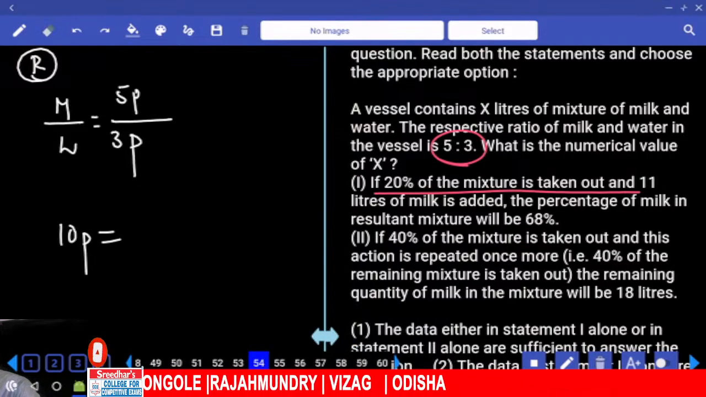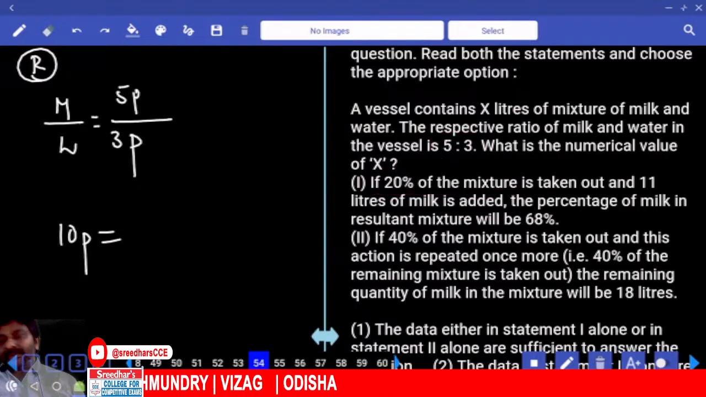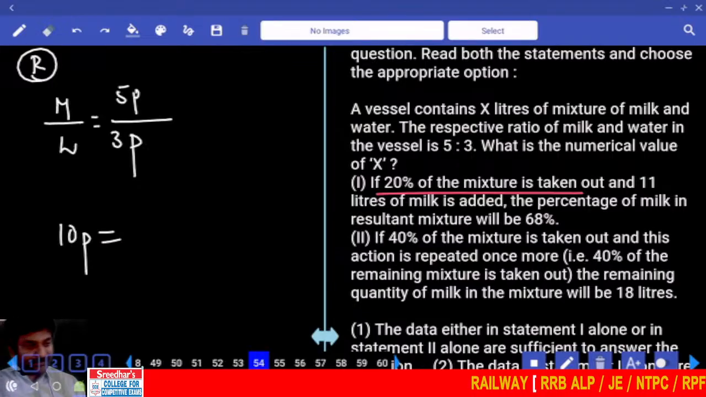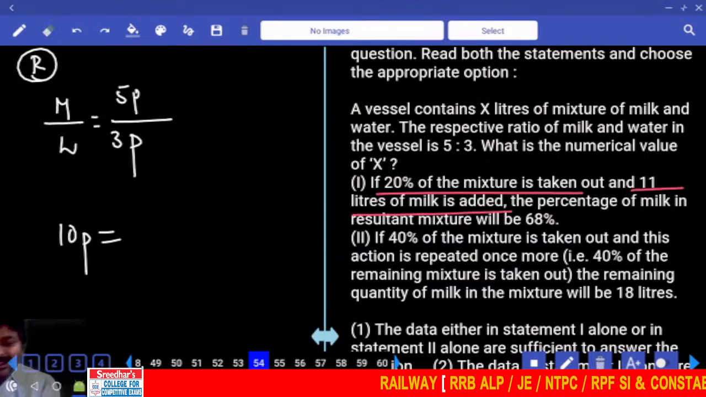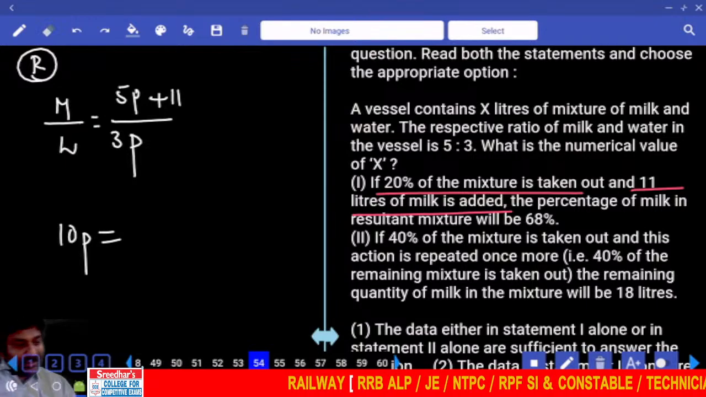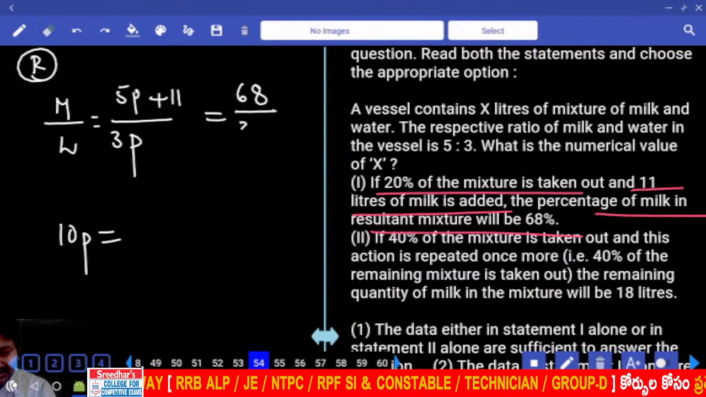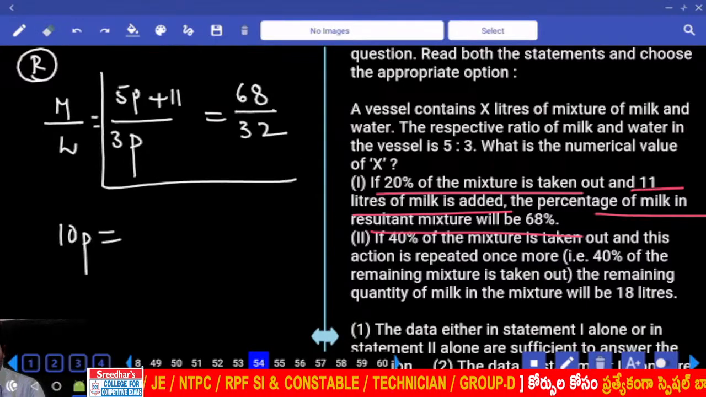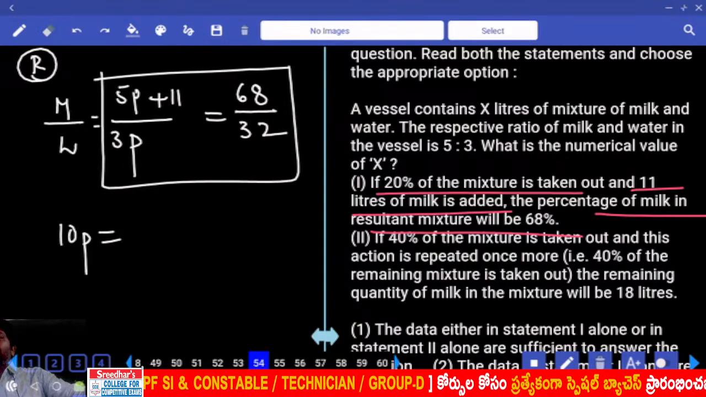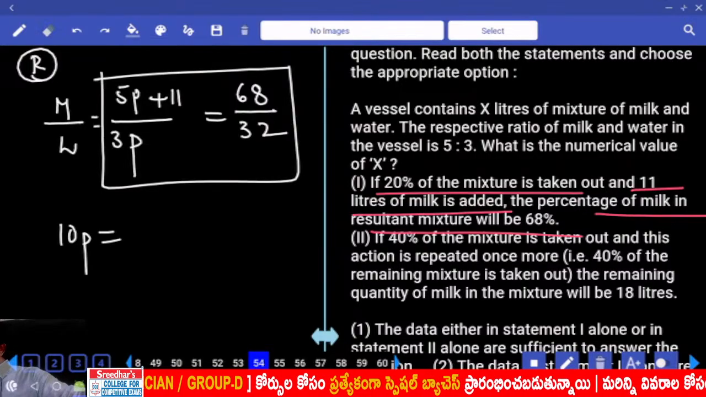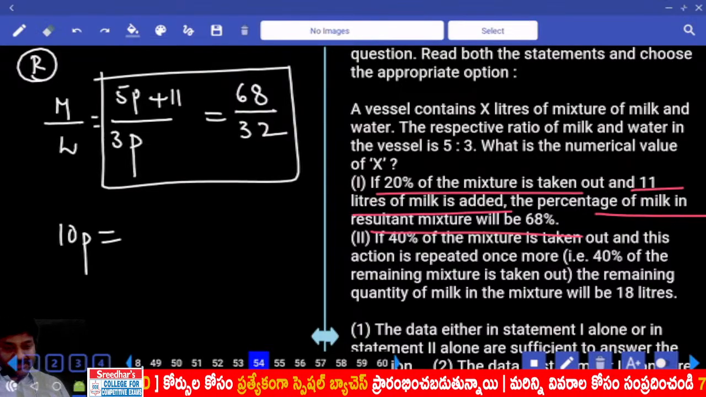Sure? Right. So we need to calculate the 10 parts value. 20% of the mixture is taken out, and in the remaining 80% milk and water are in the ratio 5:3, 5 parts and 3 parts. 11 liters of milk is added. Milk, 11 liters added. The percentage of milk in the resulting mixture is 68%. If this is 68, this will be 32. Come on. Look at this. How many variables are there? So if you solve it, will you get one part value? Once we have one part, 10 parts is our final answer. Is one alone sufficient? Perfect.